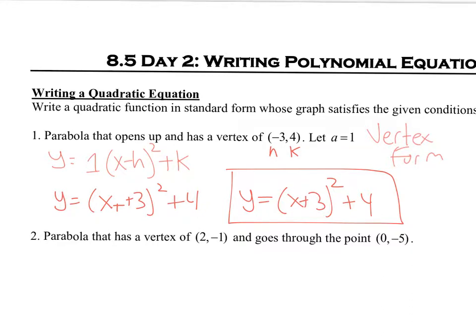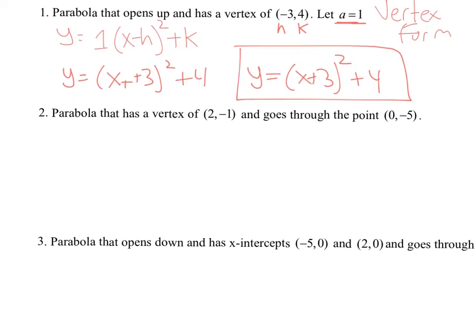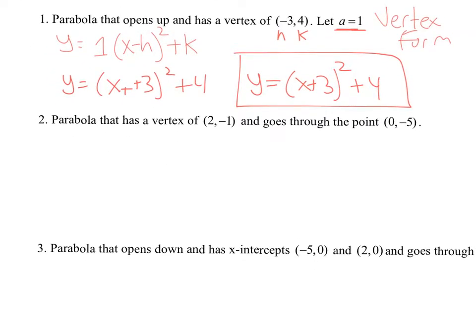Now, that's kind of the easy version. I can make it a little bit harder by not really telling you what a equals like I did in number 1. So look at number 2 here. Number 2 says it's a parabola that has a vertex of 2, -1. So we're thinking vertex form. There's a vertex of 2, -1. There's my h, there's my k. And this time it goes through the point 0, -5. Okay. What you should be thinking is, hey, that's a y-intercept, because x is 0. We'll see if that helps us out or not.